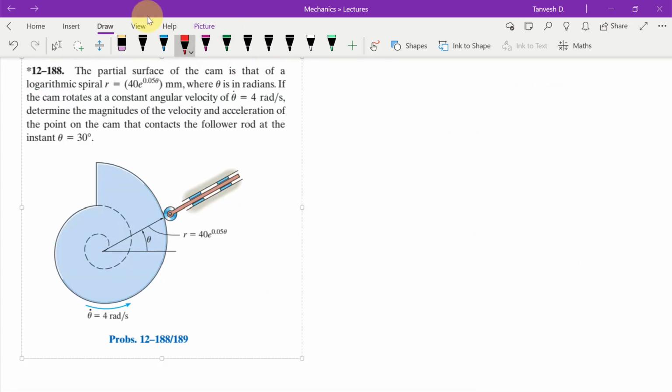So what is given here is that r is equal to 40 e raised to 0.05 theta. This is a logarithmic spiral, and I think it is kind of like a button of some camera or some shutter kind of thing maybe. Anyways, that we are not bothered with. This is called a logarithmic spiral. You can see this type of shapes a lot in nature. Even on the beaches, you can find those shells, which also have this kind of logarithmic spiral.